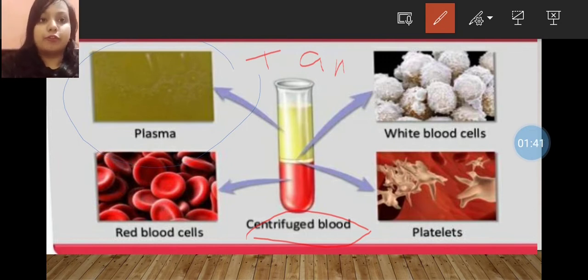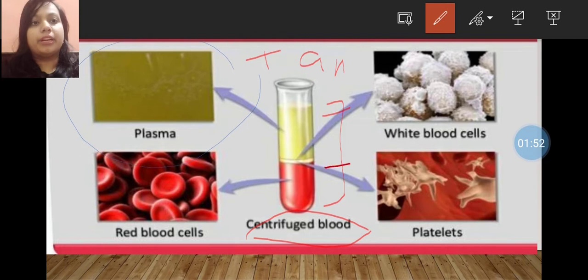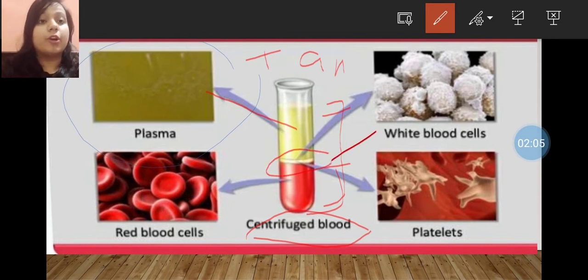After the centrifugation process, the blood gets separated into three layers on the basis of their density. The upper layer is yellowish, the middle is whitish, and the lowest is red in color. The upper yellowish layer has fluid plasma, which is the supernatant, the middle layer has white blood cells and platelets, and the lowest, red in color, has RBC.